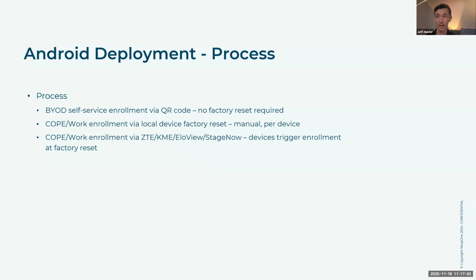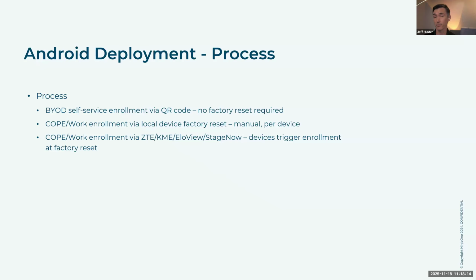And so for something like Elo View, for something like StageNow from, I believe, Zebra, these are inventory scanners. These are rugged tablets that are designed to be kind of beat up a little bit. You can go ahead and use the out-of-the-box experience from those OEMs to get this zero-touch enrollment process. So if you're not buying from a reseller and you can't use the zero-touch enrollment, don't worry, you can still use the OEM out-of-the-box experience.